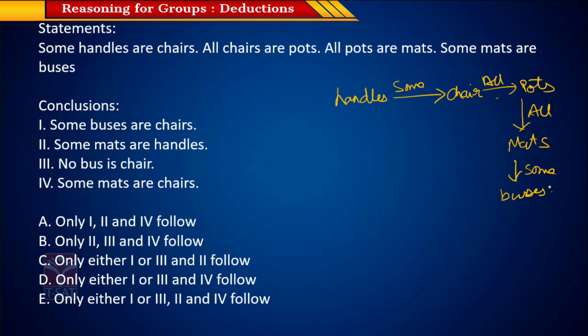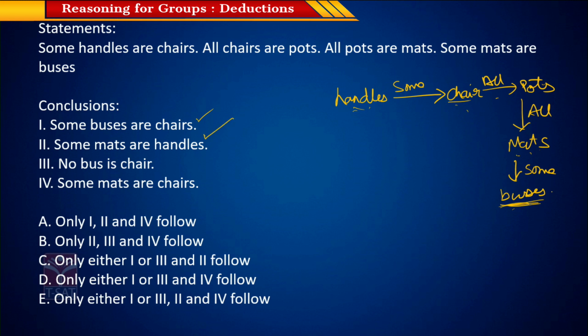The first conclusion is some buses are chairs. Since some buses are mats, and all mats are pots, and all pots are chairs, we can definitely say that some of these buses are chairs. So this is something that we can conclude. And some mats are handles. So some handles are chairs, and whoever is a chair automatically is a pot, and whoever is a pot is automatically a mat. So you can say that some handles are mats, or some mats are handles. This is definitely a logical conclusion.